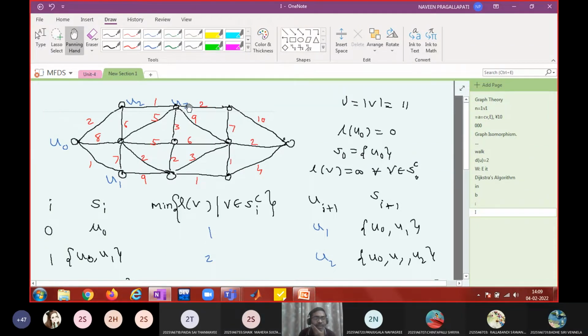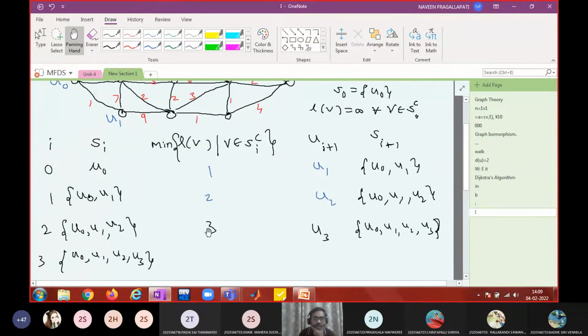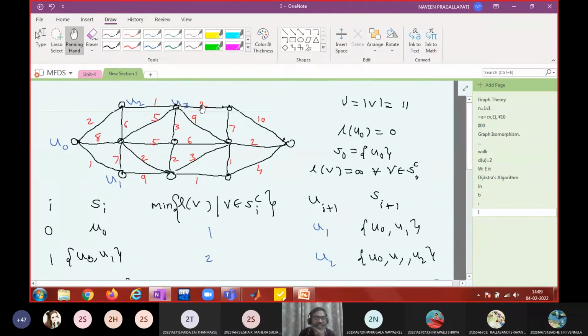So walk length from this node to this node is 2, and 2 plus length of U3, which is already 3. 3 plus 2 is 5. Am I right? So is that 5 lesser than any other length from the source node to the remaining vertices? I think that is correct, right? So for the next iteration, what is my next node? This is going to be U4.